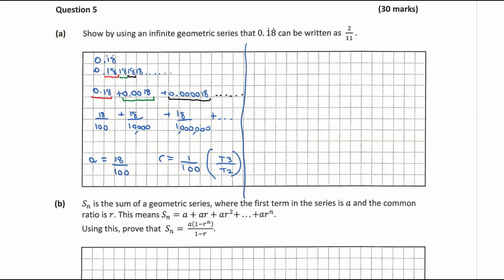Then I'm going to my log tables on page 22, and I'm taking down the sum to infinity formula. It's given as A over 1 minus R, because this recurring decimal goes on to infinity. Filling in the sum to infinity here, I get A, which is my first term, 18 over 100, divided by 1 minus R, which is the common ratio, 1 over 100. If you put that into your calculator now, you should get 2 over 11.